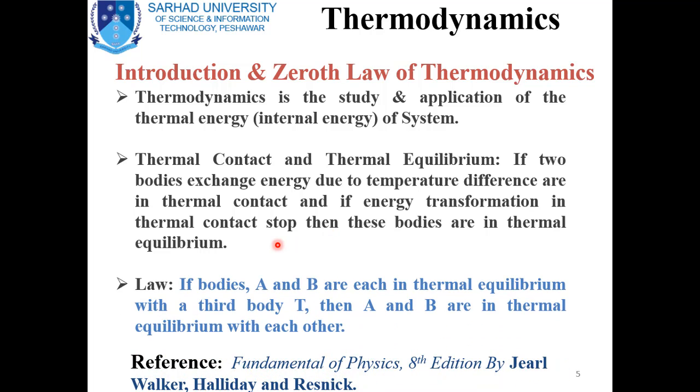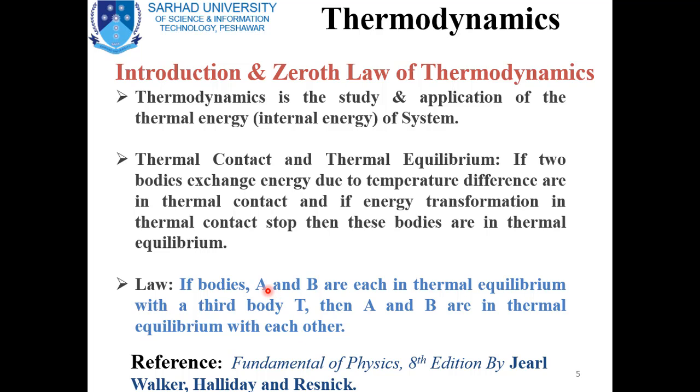And then we can define the Zeroth Law: if bodies A and B are each in thermal equilibrium with a third body T, so if body A and body B are in thermal equilibrium with a third body which is taken as T, then A and B are in thermal equilibrium with each other.